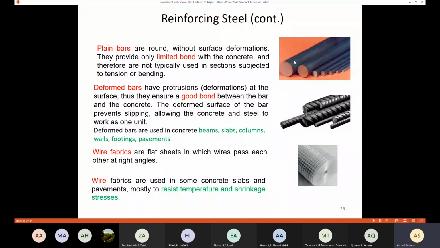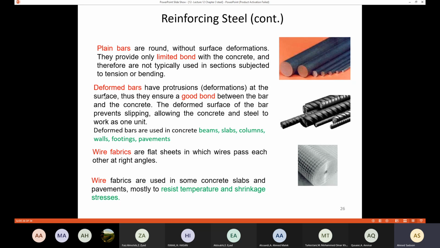So we have a problem with the smooth surface, because with the smooth surface, the bond between the concrete and the steel is going to be limited. They are not going to provide me good bond between them. And therefore, they are not typically used in sections subjected to tension or bending. So we're not going to use this one if I'm going to have tension or bending, because the bond is going to be weak between the concrete and the steel. And the bond between them is very important so that they are going to act like one element.